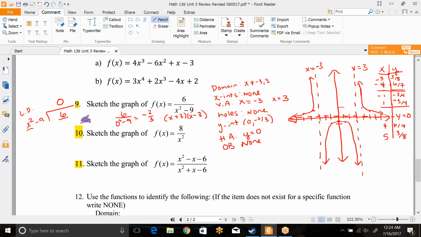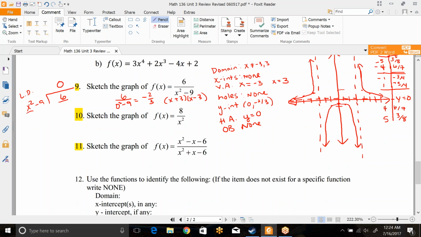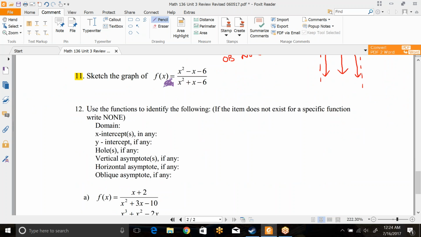Number 10 is very similar. I believe the only difference is that everything stays positive because there's no minusing anything in the bottom. So I'm actually going to do this one last. I want to talk about 11 next. So I'm going to give myself some space.